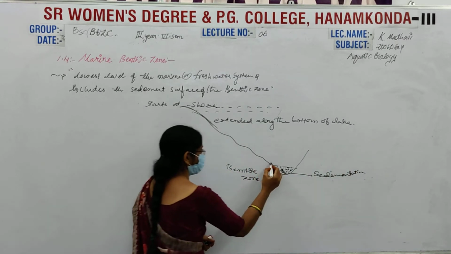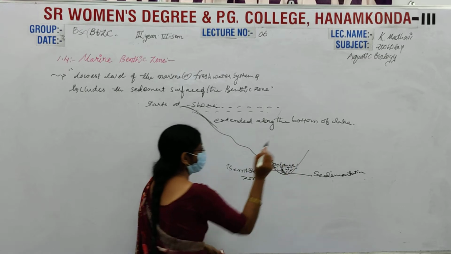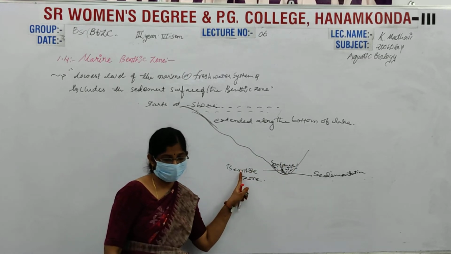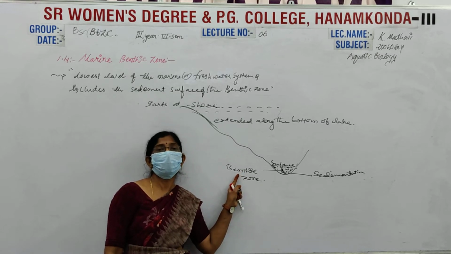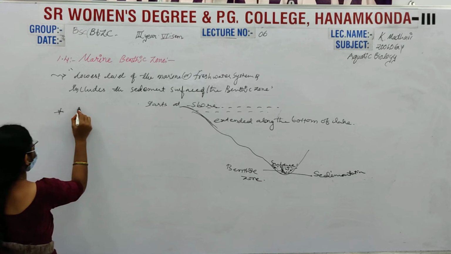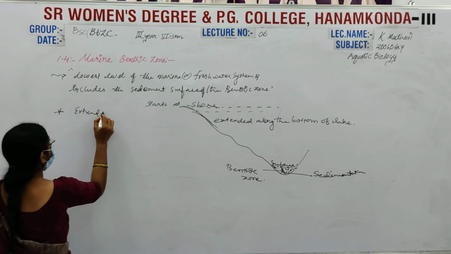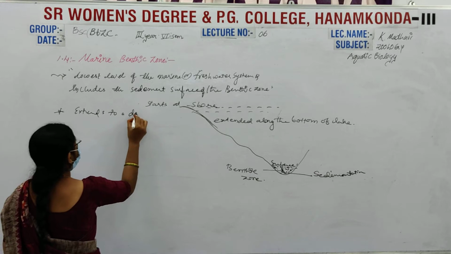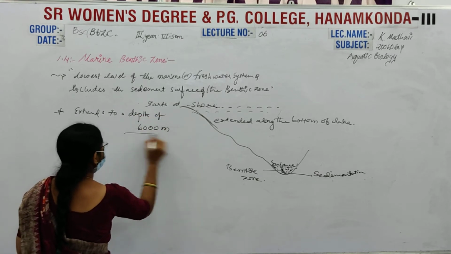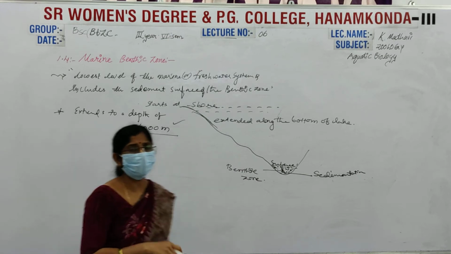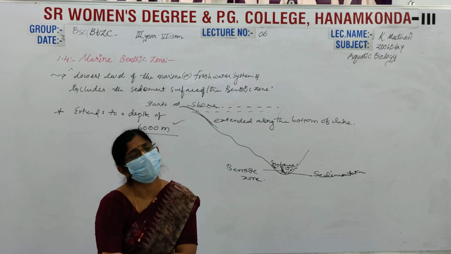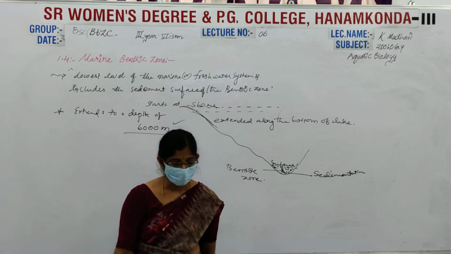Right, this is the sediment surface. This is the benthic zone. This extends to a depth of 6,000 meters. The lowest part of the lake or the marine environment, the lowest part of whatever the water body is there, right?